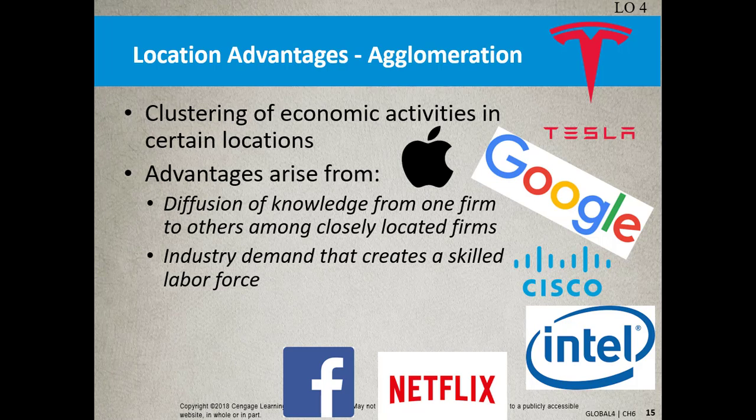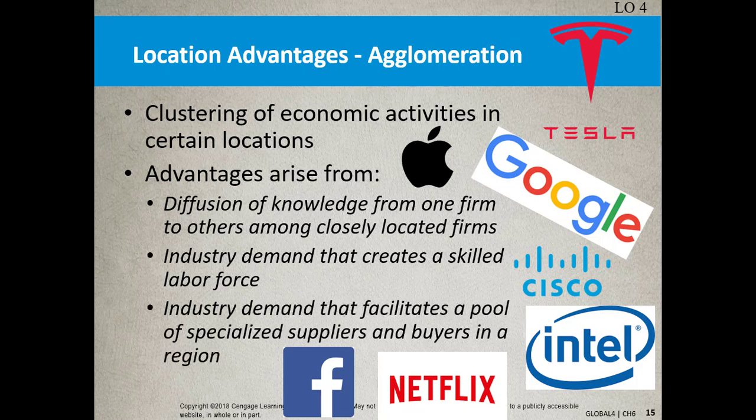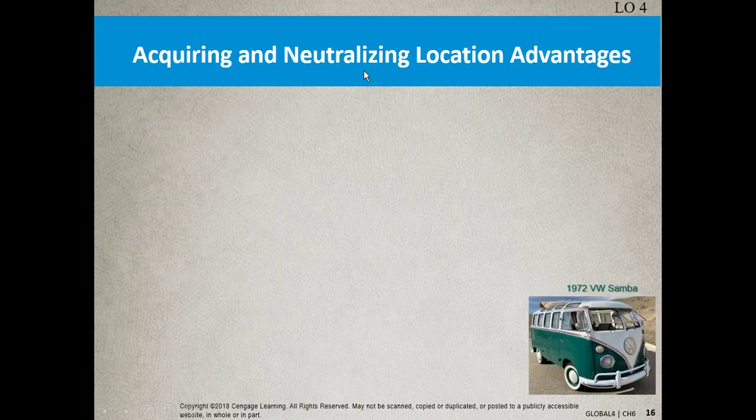I could have given you tons of examples. Your author does. I just thought this would be one that, you've all heard of Silicon Valley. Moving on. Industry demand also facilitates a pool of specialized suppliers and buyers in that region, which helps create agglomeration. Now, acquiring and neutralizing location advantage. So we still are on that OLI and we're still doing location, but we're talking about how do you acquire the location advantage and how do you neutralize the location advantage.